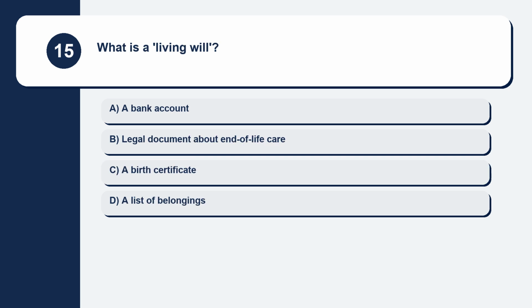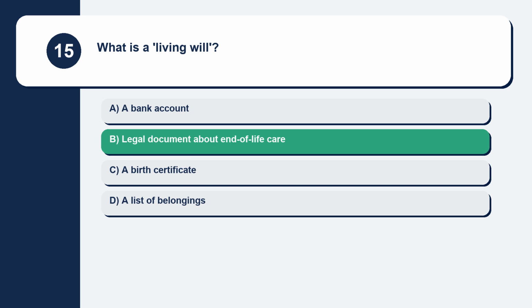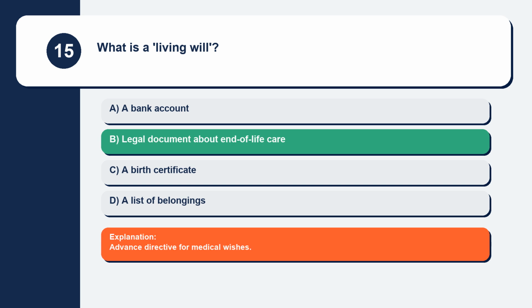Question 15. What is a living will? A bank account, a legal document about end-of-life care, a birth certificate, or a list of belongings. An advance directive for medical wishes.